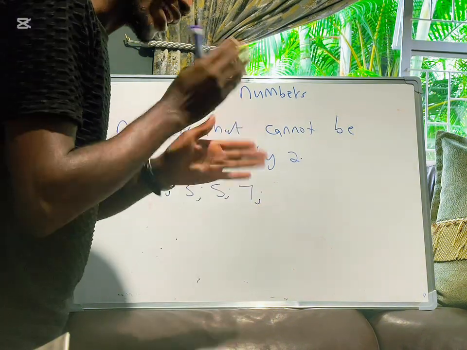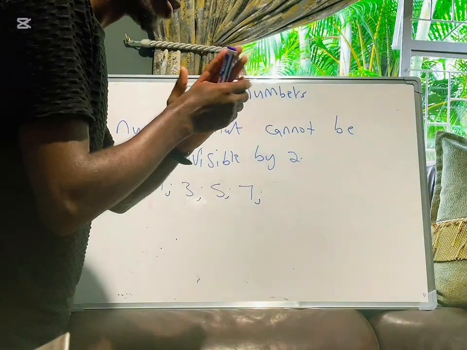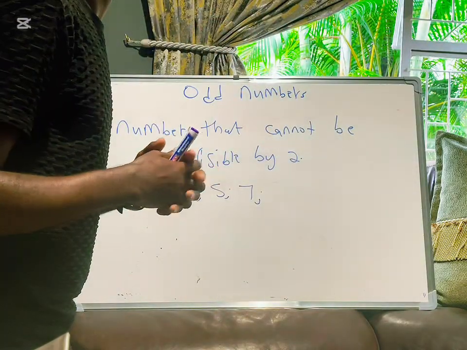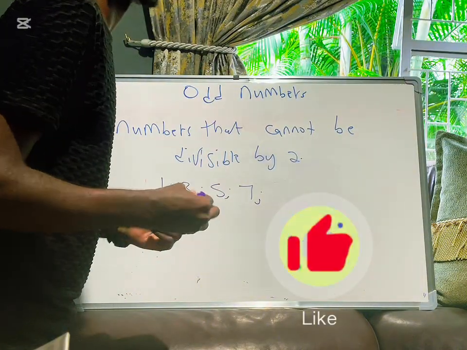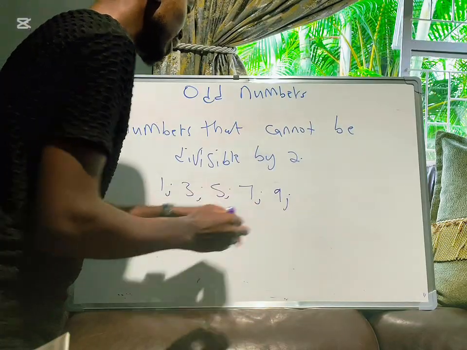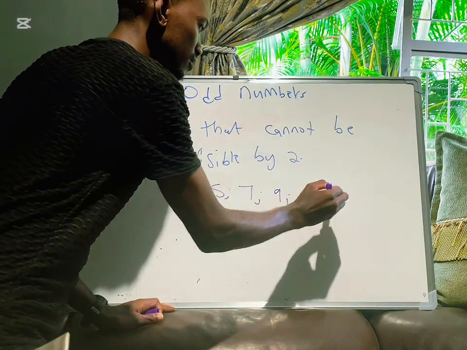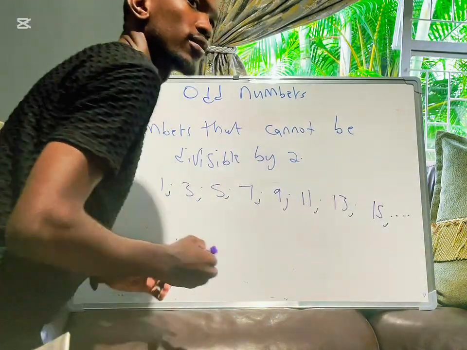A number that 2 is not going to enter. When I divide that number by 2, it's going to leave a remainder. You could also say 11, but before 11, there's another number, like 9. 1, 3, 5, 7, 9, 11, 13, 15, and so forth.